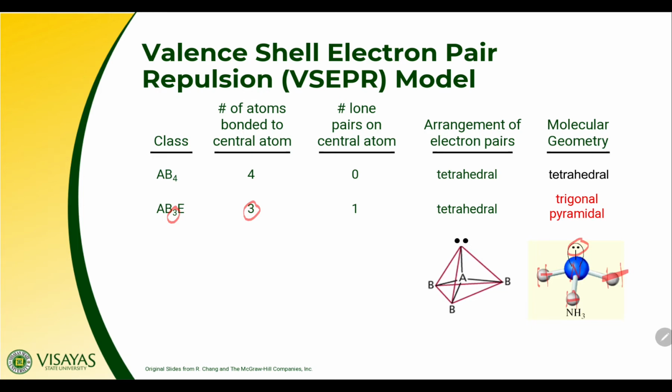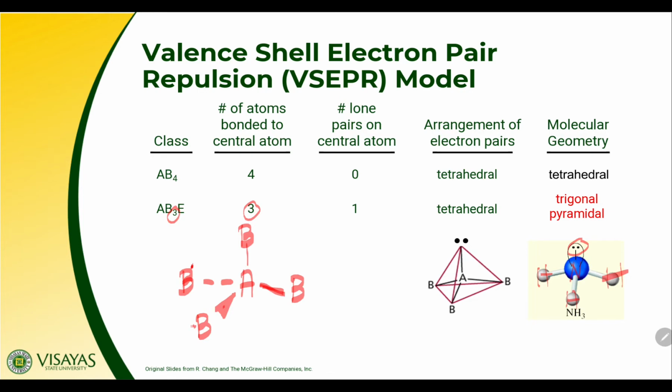Now, how do we draw an AB3E molecule? Remember, how do we draw, by the way, a tetrahedral? We have our A at the center, or central atom. Then we have our 4 atoms bonded. So one at the top, one atom with a dash or broken line, one with a wedge line. So this is projected to the back, this is projected to the front, and then one straight line on the side. Okay, so this is our tetrahedral.